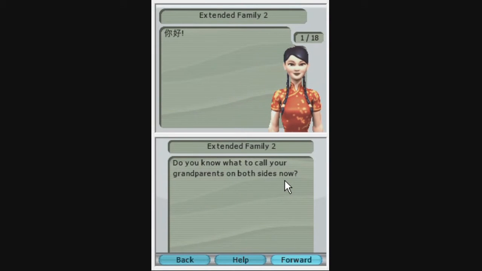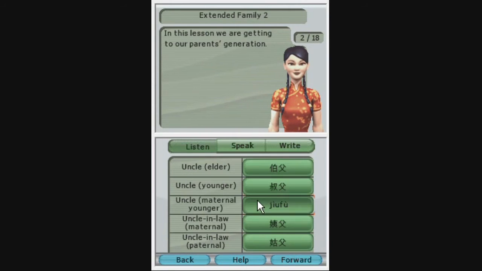Ni hao, do you know what to call your grandparents on both sides now? Zufu, if it's grandfather. Wai Zufu for maternal grandfather. Zumu for grandmother. Wai Zumu for the other one, and... No, for the grandmother, paternal grandmother, and the grandparent is Zu, isn't it? There we go. Zu. Okay, in this lesson, we are getting to our parents' generation.